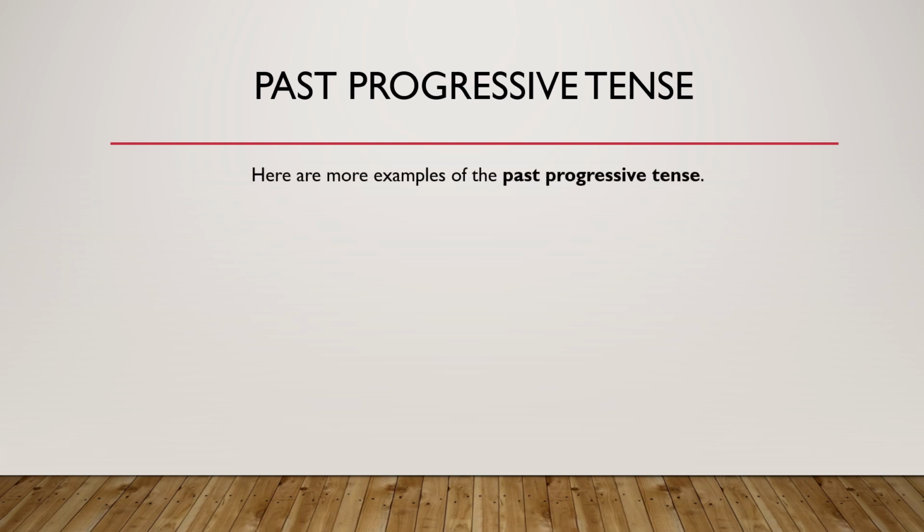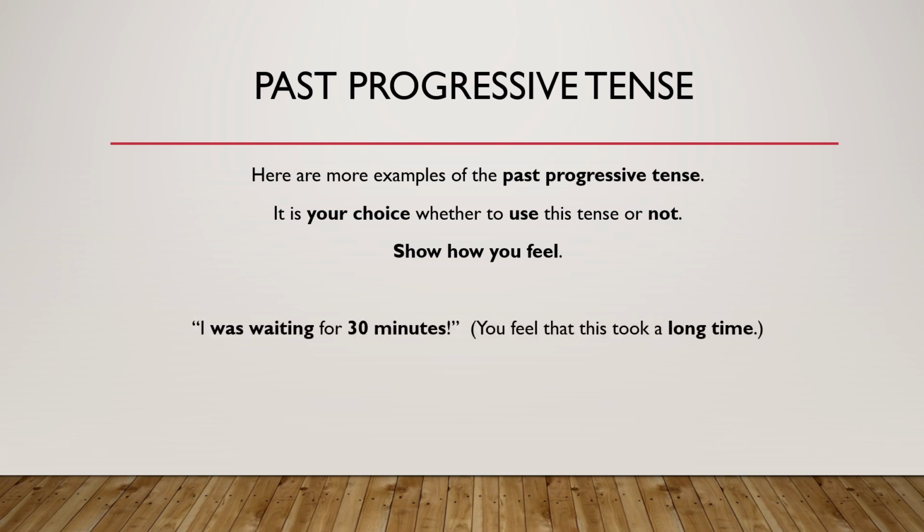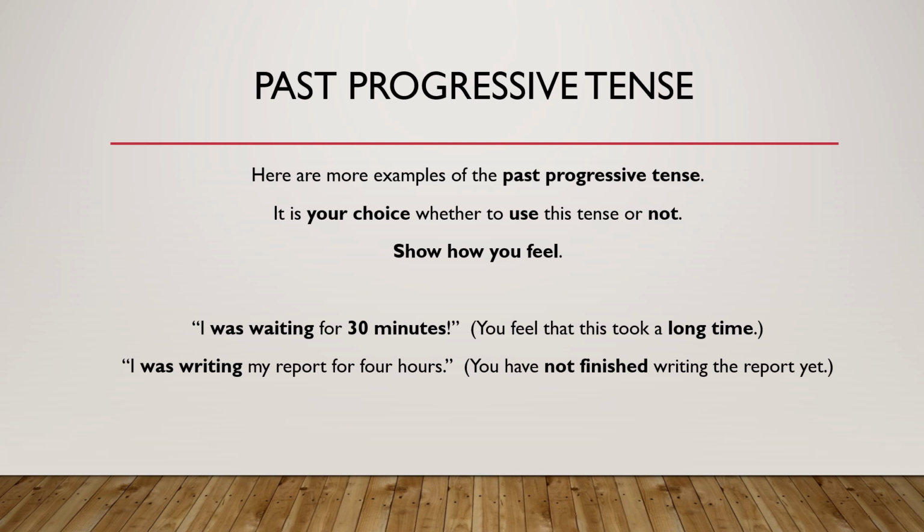Here are some more examples of the past progressive tense. It is your choice whether to use this tense or not. Show how you feel. I was waiting for 30 minutes. You feel that this took a long time. I was writing my report for 4 hours. Maybe you have not finished writing the report yet.